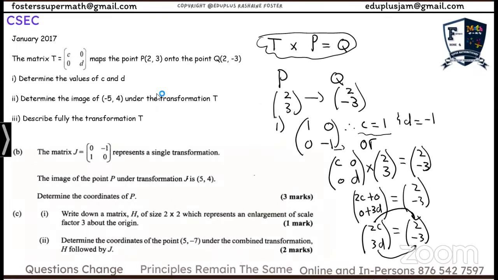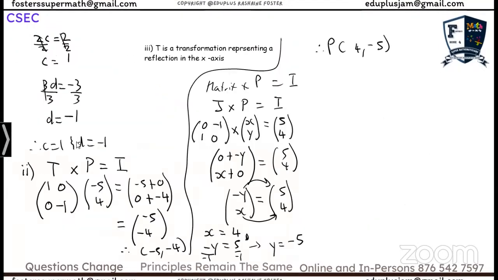It now says write down a matrix for an enlargement with scale factor 3. Pretty simple right there. This is now question C1. So remember, enlargement is [K, 0; 0, K]. K represents the scale factor. So if the scale factor is 3, then the answer for that is [3, 0; 0, 3].